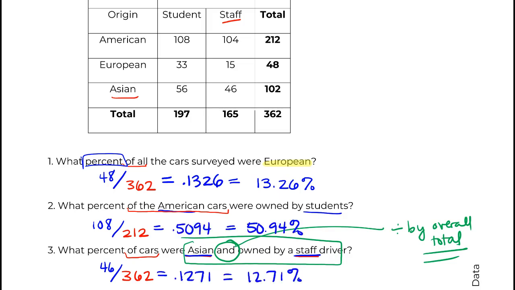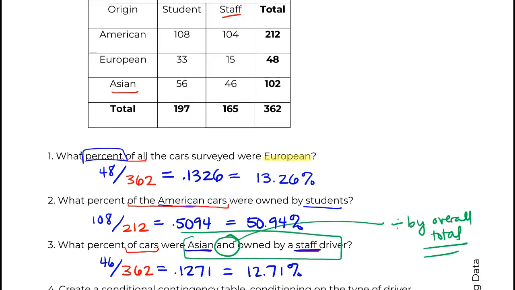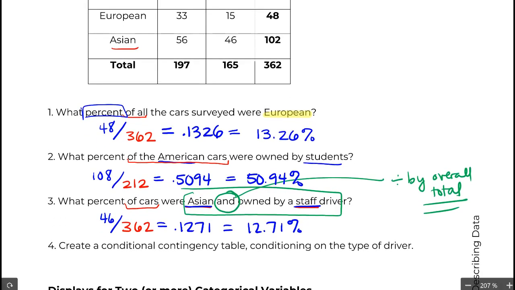So if you wanted to check your rounding and your ability to write things in percents, you've got those two answers to check with. And we're going to move on to creating a conditional contingency table, conditioning on the type of driver. So this means that the type of driver is the thing that we want to have sum up to 100%. We want to divide by these totals, just like I showed you when we talked about gender and major. So we're going to use the drivers as our totals that we care about.